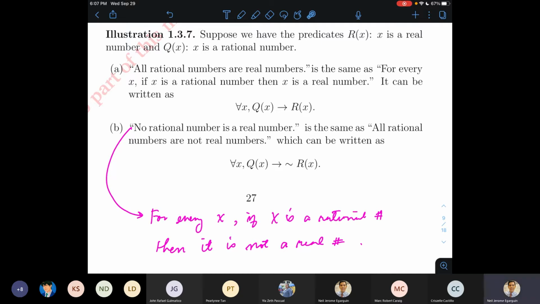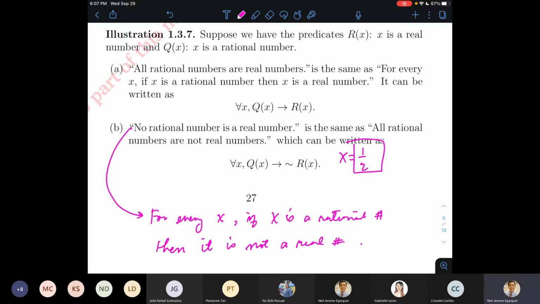Can you give me a counter example? Kunyari po, 1/2. Okay, so your x is 1/2. If x is 1/2 po, tapos sinasabi po dun sa statement na dapat hindi siya real number. Pero 1/2 is a real number po. Therefore, it is false po. Okay, thank you. That's perfect.